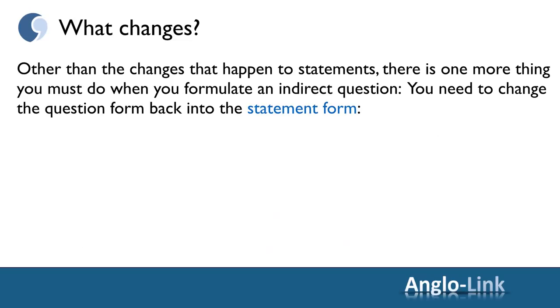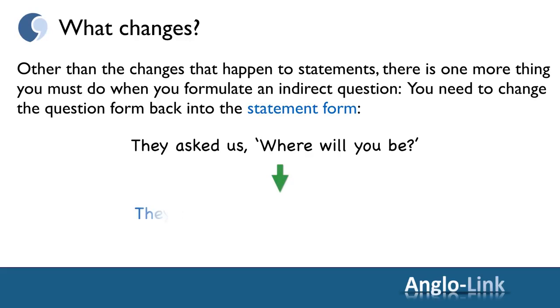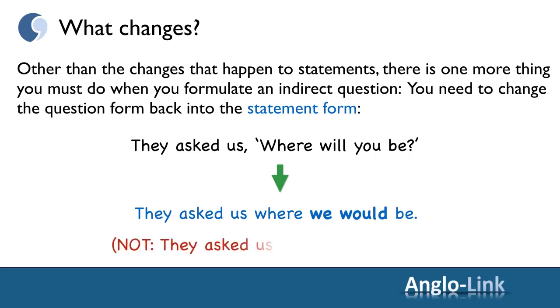Let's look at one more example. They asked us, "Where will you be?" Let's look at the indirect question. They asked us where we would be. Once again, you has changed to we and will has changed to would, as in a statement, and the question has returned back to a statement form. They asked us where we would be. Not, they asked us where would we be.